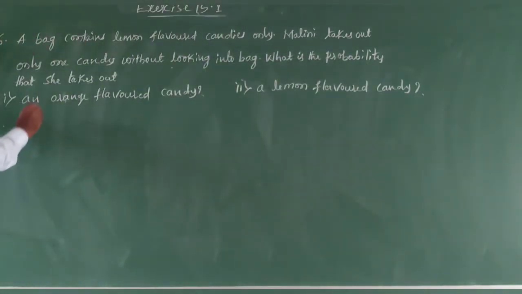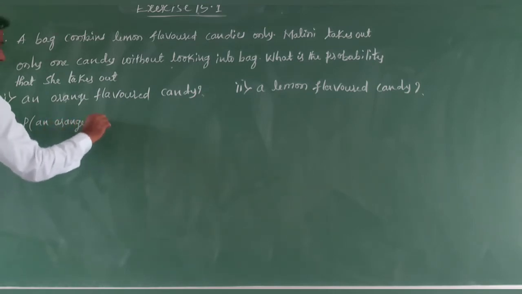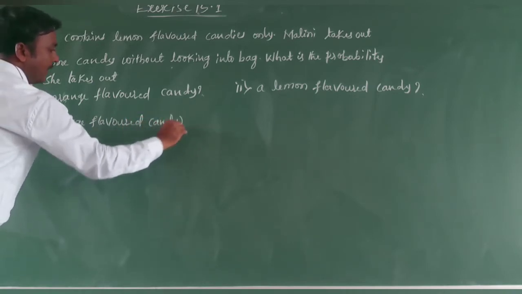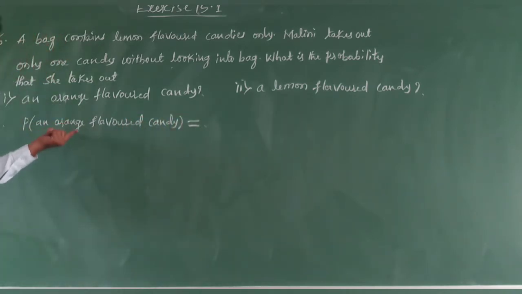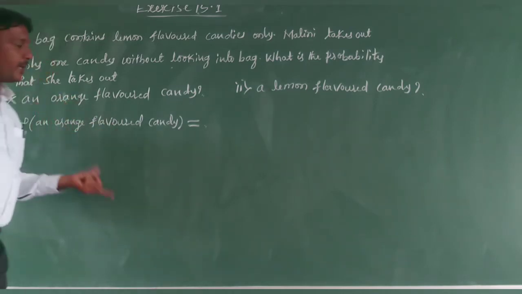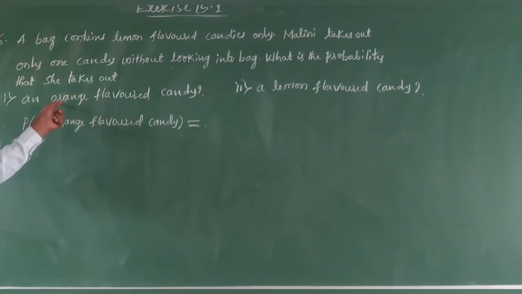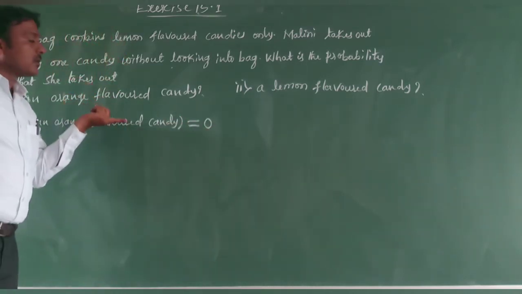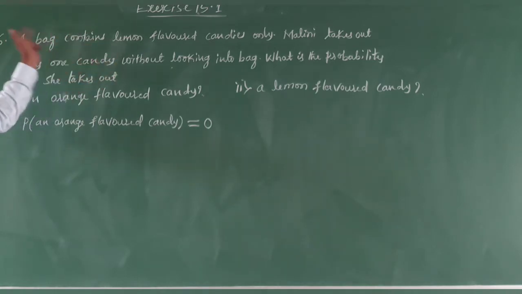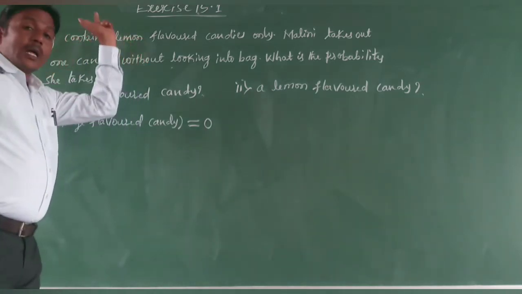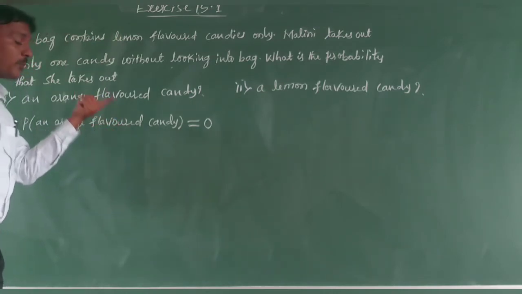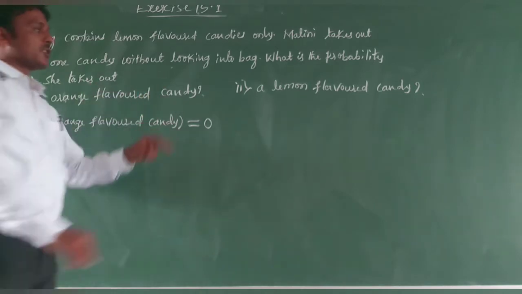See, the probability of an orange flavor candy is equal to, what is the probability of getting or taking an orange flavored candy? This is 0 because there is no orange flavored candy in the bag. The bag contains only lemon flavored candies. So this is not possible. This is an impossible event.